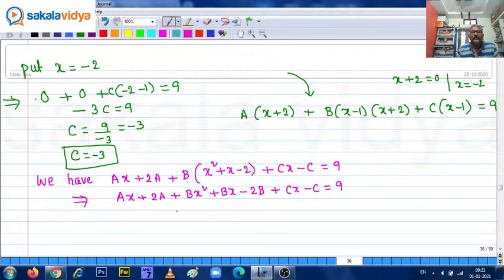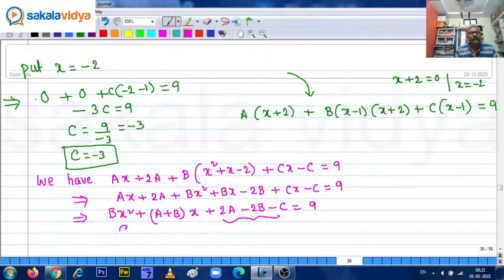So now this can be written like this: bx square, ax and bx plus a plus b of x, 2a minus 2b minus 2c plus 2a minus 2b minus c equals 9. So comparing constant to constant on both sides, comparing constant. One minute, we did it wrong actually, I think so.